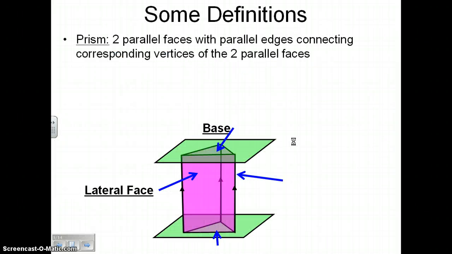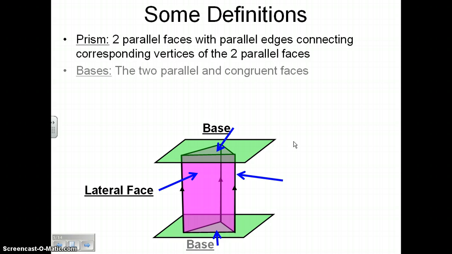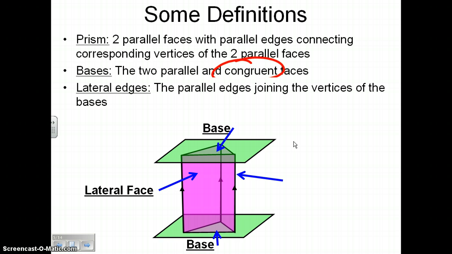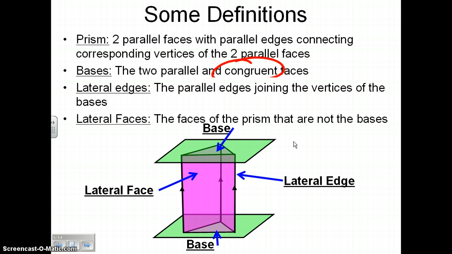Okay. Parts of the prism include their bases and the lateral faces. The bases are the two parallel and congruent faces. It is important to notice that word congruent. The lateral edges are the parallel edges joining the vertices of the bases. And the lateral faces are the faces of the prism that are not the bases.